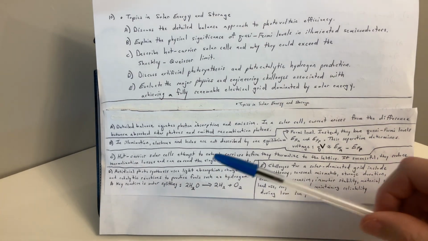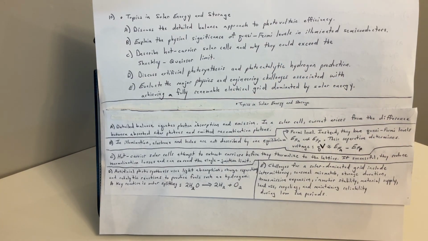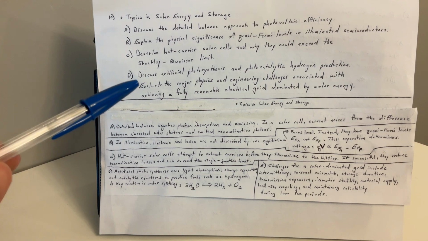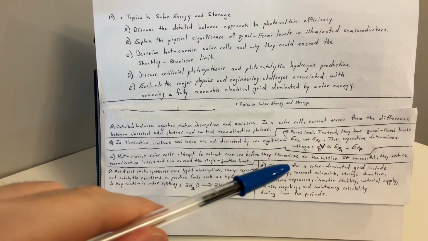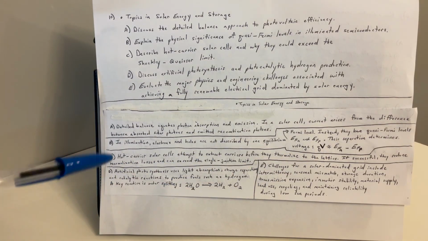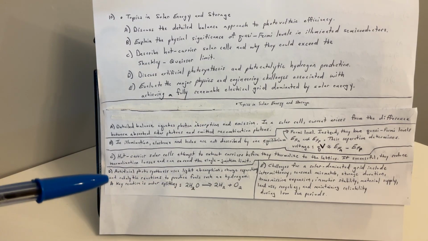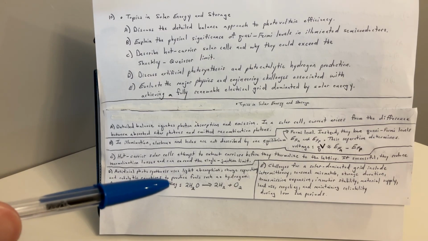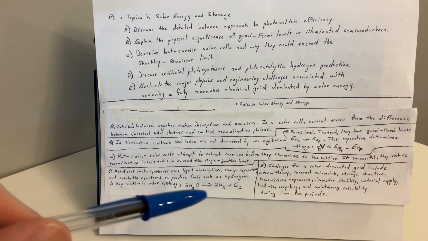So C, describe hot carrier solar cells and why they could exceed the Shockley-Queisser limit. Hot carrier solar cells attempt to extract carriers before they thermalize to the lattice. If successful, they reduce thermalization losses and can exceed the single junction limit. Letter D, discuss artificial photosynthesis and photocatalytic hydrogen production. Artificial photosynthesis uses light absorption, charge separation, and catalytic reactions to produce fuels such as hydrogen. A key reaction is water splitting here.